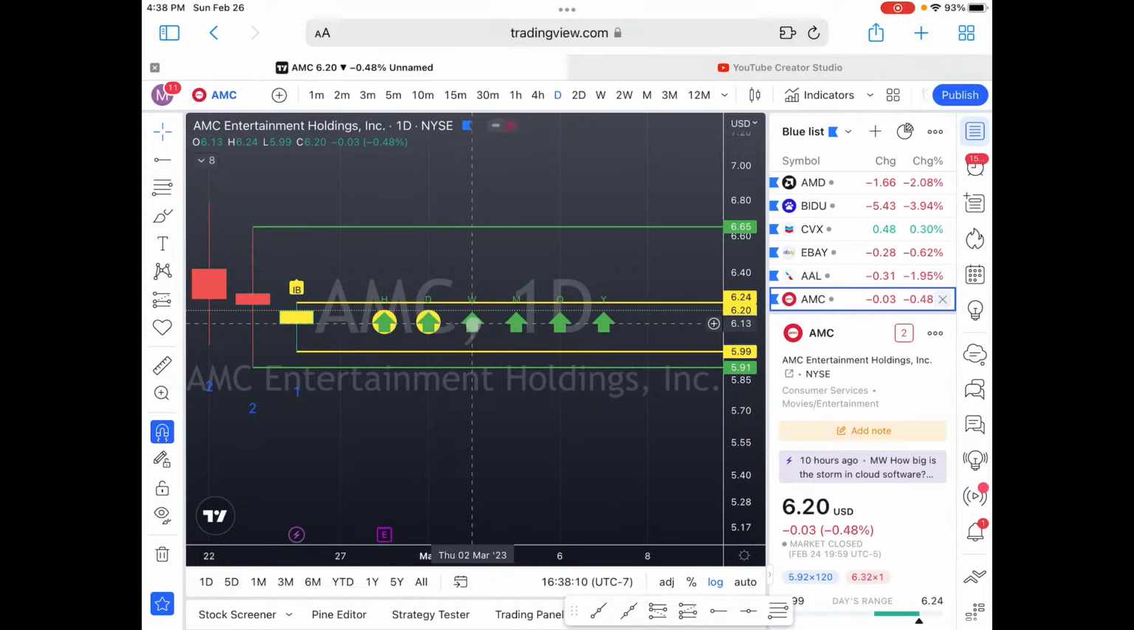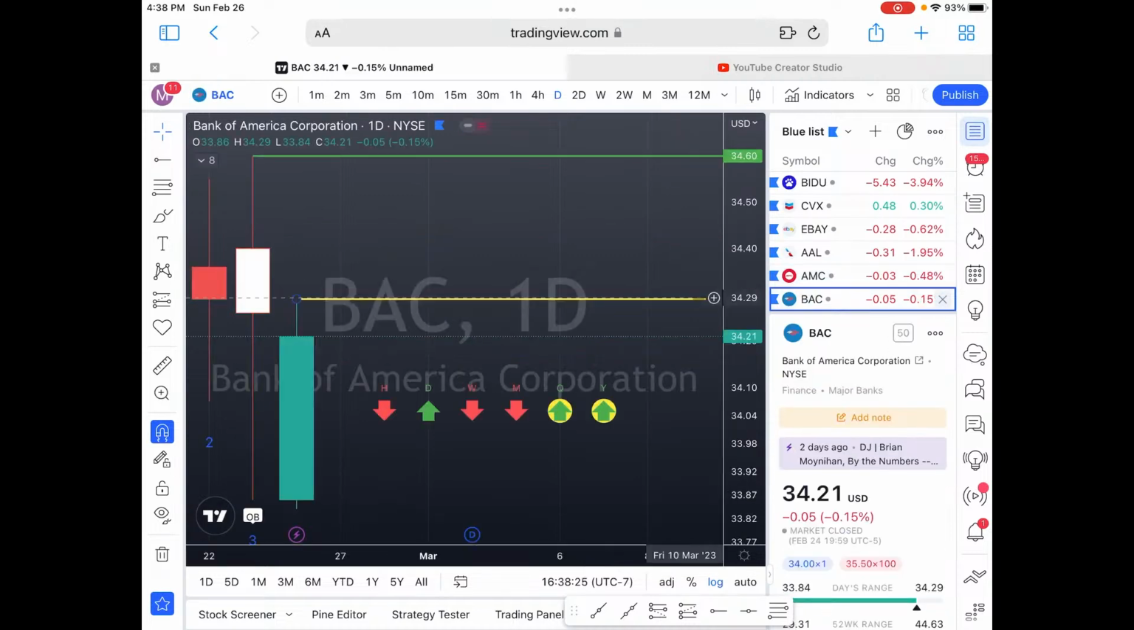Now, if you want to include that weekly and you're saying I'm not trading unless the weekly is the same direction as well, you're fair to do that, okay? Just gives you a higher probability that that trade is going to move in that direction, okay? So that is a setup on AMC. I like that one for Monday.